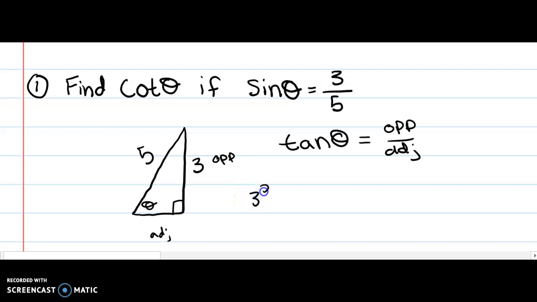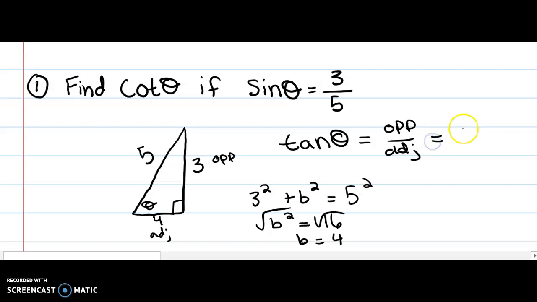So I'm going to have 3 squared plus b squared is equal to 5 squared. I get b squared is equal to 9. Or 16, sorry. Square root, we get b is equal to 4. Okay, so now I know this side is equal to 4. So now I have my adjacent, so I know my tangent is going to be 3 over 4.